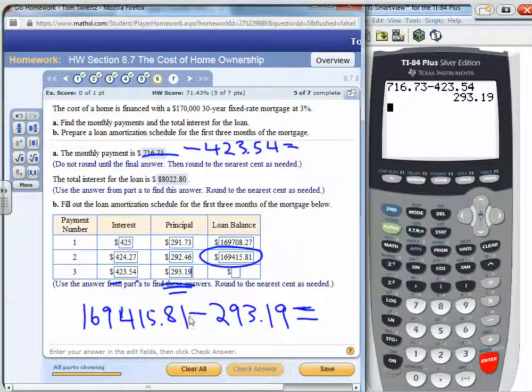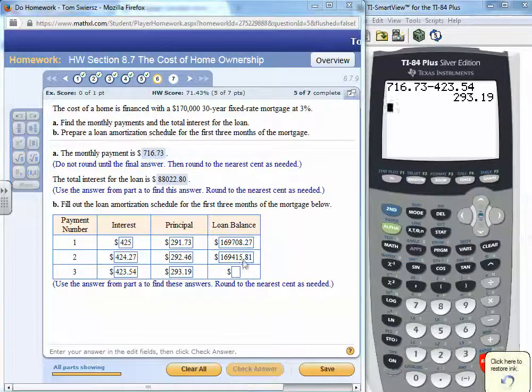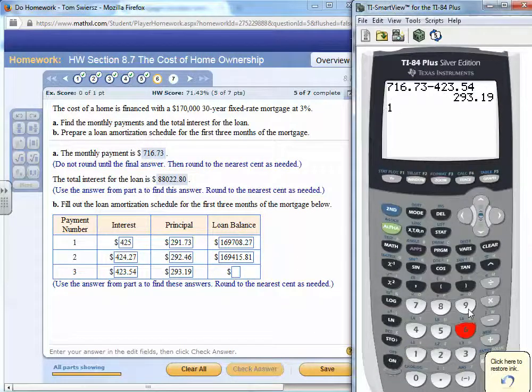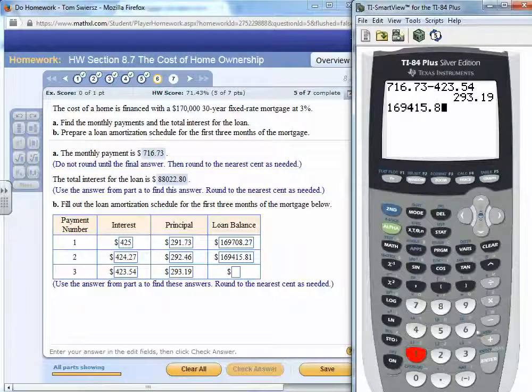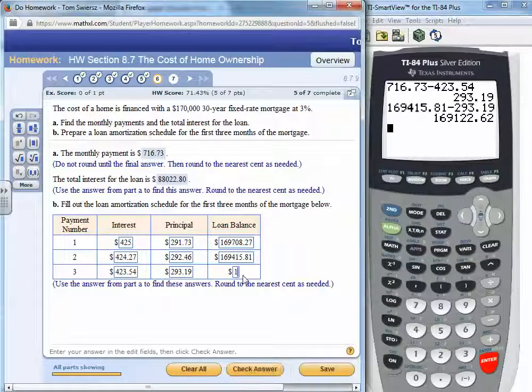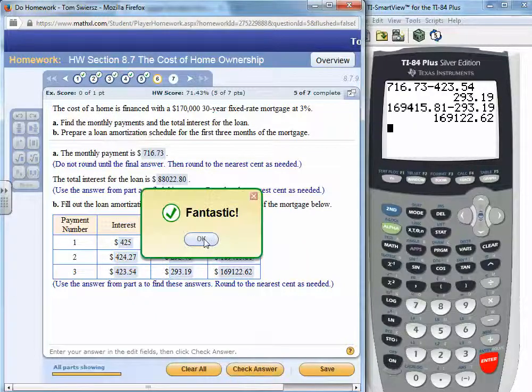So we'll take what it was, the loan balance after 2 months, 169,415.81, minus the principal, 293.19 for this month, and we get $169,122.62. Okay? And that completes this problem.